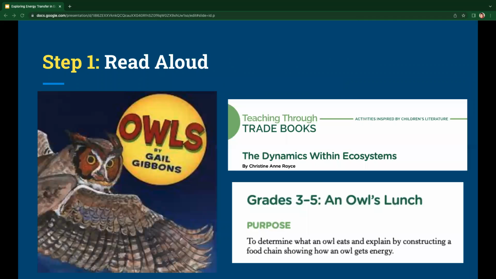This unit plan is adapted from the article Teaching Through Tradebooks, The Dynamics Within Ecosystems by Christine Ann Royce from the April-May 2019 issue of Science and Children magazine. Royce suggests kicking off a series of lessons meant to lead students towards determining what an owl eats and constructing a food chain showing how an owl gets energy with the book Owls by Gail Gibbons. I commence our series of lessons by performing a read aloud of this book, highlighting the fact that owls are raptors or birds of prey, and that they cough up what they can't digest in pellets.